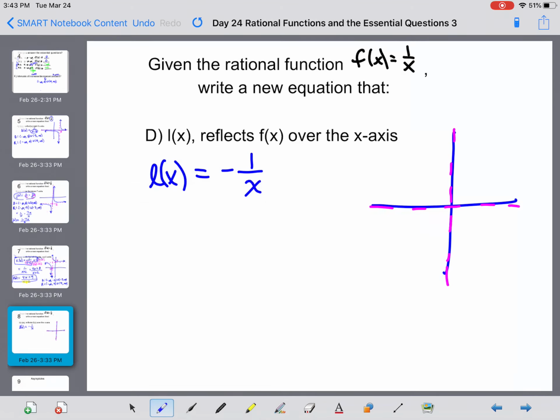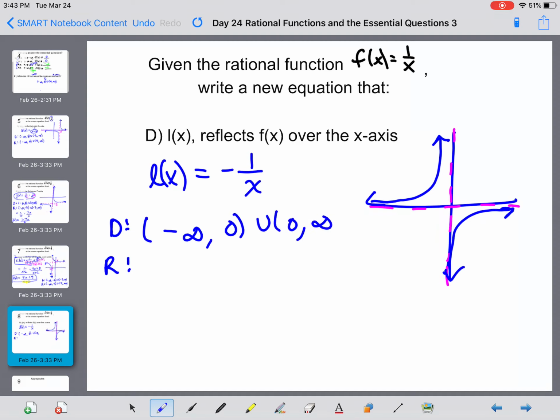And if I'm reflecting it over the x-axis, think about it, this piece that was up here in that first quadrant is now going to be down here in the 4th quadrant. And what was down here in the 3rd quadrant is now going to be up here in the 2nd quadrant. So it's going to look something like that. Domain and range don't change from the original parent. I still can't have 0 for either x for the domain or y for the range.